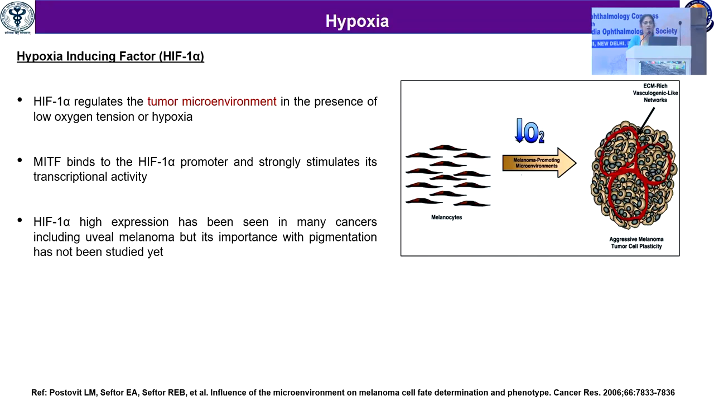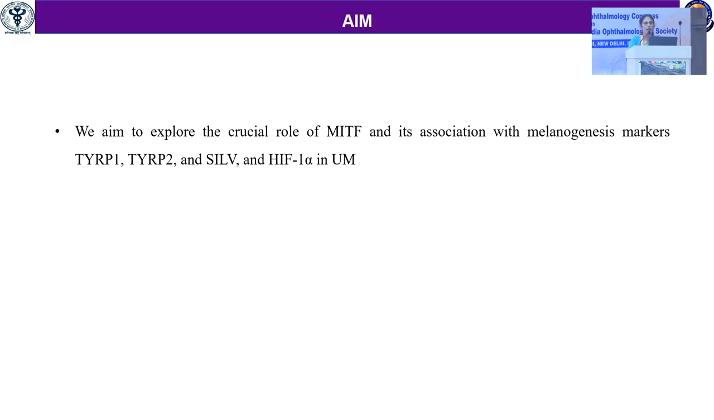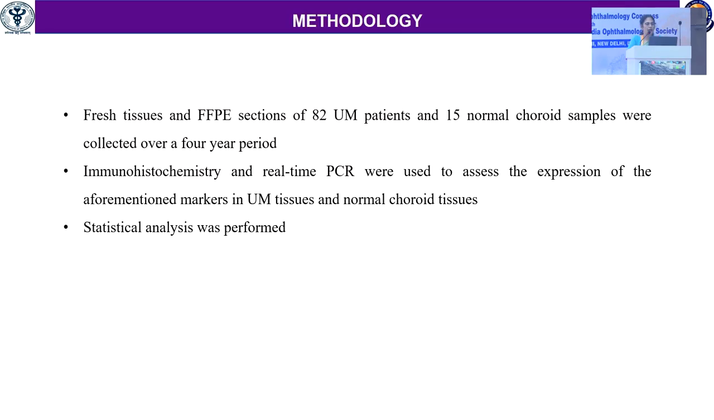Now, hypoxia-inducible factor HIF1 alpha regulates the tumor environment in the presence of hypoxia. MITF or microphthalmia-associated transcription factor binds to the HIF1 alpha promoter and stimulates its transcriptional activity. So, high expression of HIF1 alpha has been seen in many cancers, including uveal melanoma, but its importance with pigmentation has not been studied. So, we aim to explore the crucial role of MITF and its association with melanogenesis markers TRP1, TRP2, SILV, and HIF1 alpha in uveal melanoma.